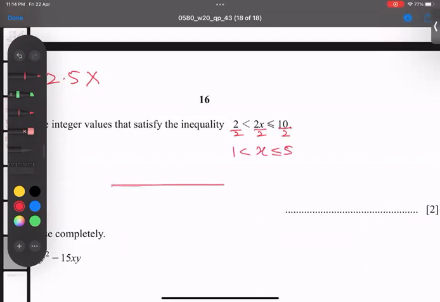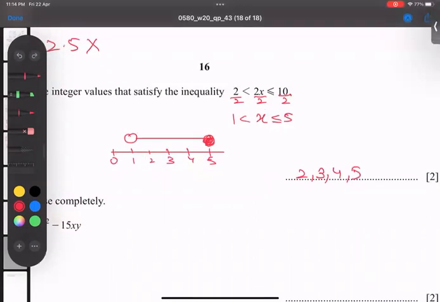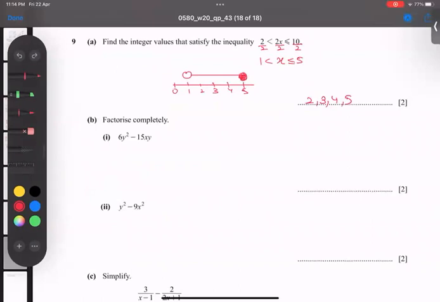If I draw a number line, you can see from here, this is 0, 1, 2, 3, 4, 5. This circle and this circle: this circle I will fill, but this circle I will not fill. Logic: because there is an equal sign, fill it. Here no equal sign, only less than, so I will not fill it. So answers are 2, 3, 4, and 5, because 1 is not included. That is why. Let's go for the next part.